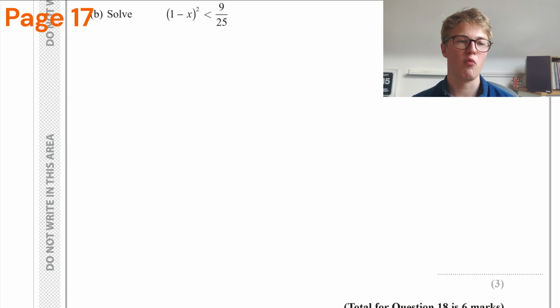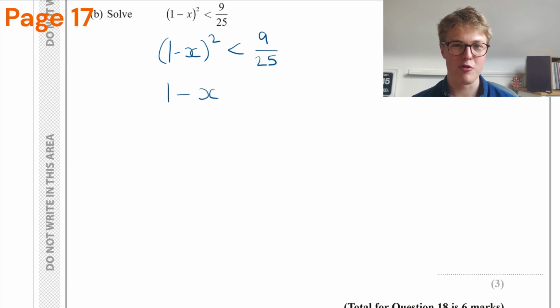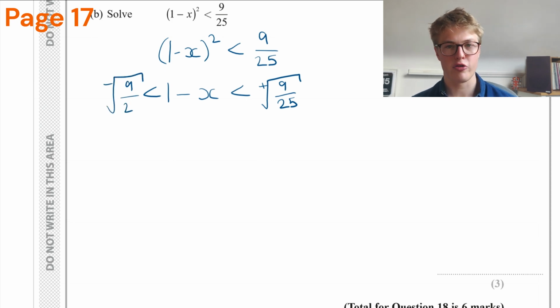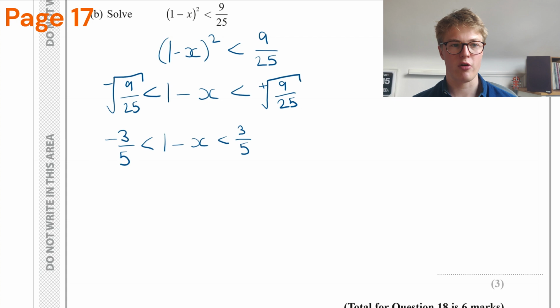Finally, we have to solve 1 minus x squared is less than 9 over 25. The first thing we need to do is square root both sides. But remember, we can have a positive square root and a negative square root. The positive square root is going to be larger than 1 minus x, and the negative square root is going to be smaller than 1 minus x. Following on from this, we find our square roots, so we get minus 3/5 on the left-hand side and positive 3/5 on the right-hand side.